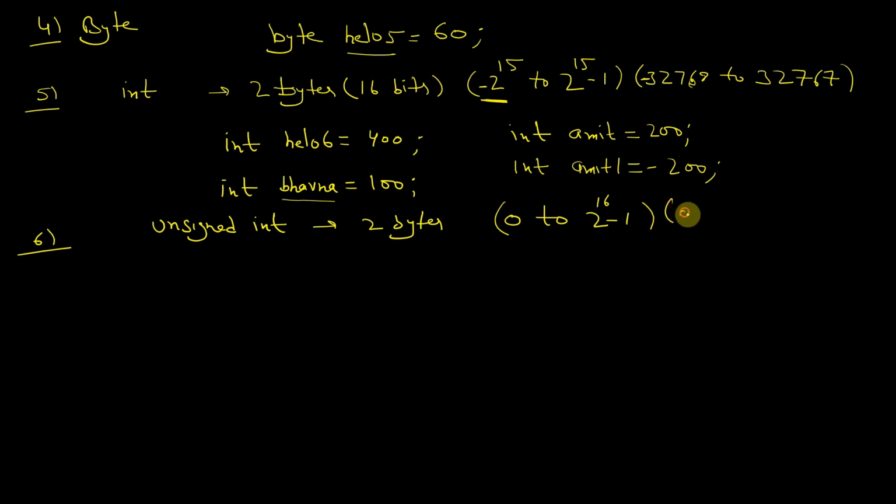Okay, so these values are from 0 to 65536, or 5, because -1 is also there, so that will be 2 to the power 16 minus 1, which is 65535. Okay, so you can define that here like this: unsigned int, again let us say hello 7 is equal to 50. Okay, no negative values.